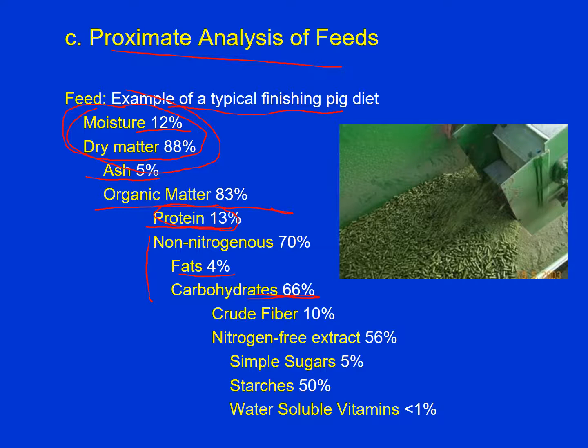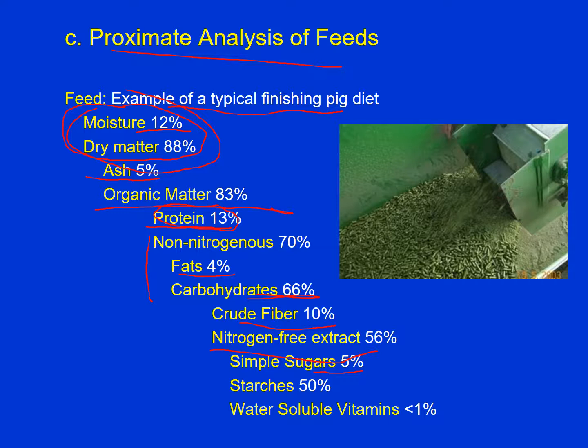Crude fiber at about 10%. That's the fiber that you have in that corn, around that seed of corn, the covering around the corn plant. Then the nitrogen-free extract, your sugars and starches. Simple sugars at about 5%. Fructose is going to be in that kernel of corn.